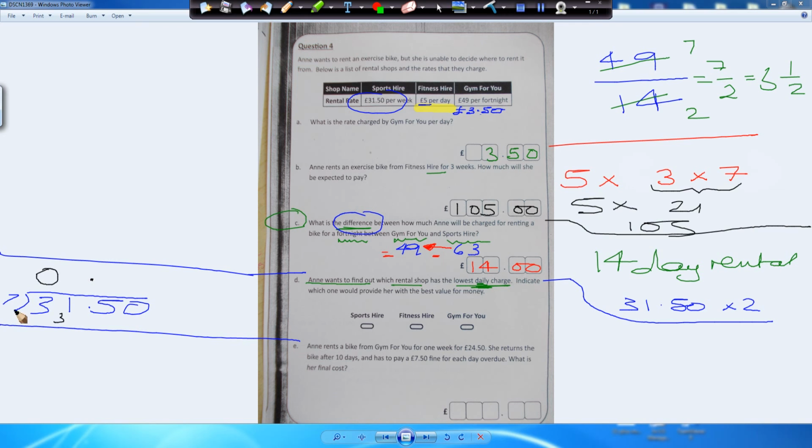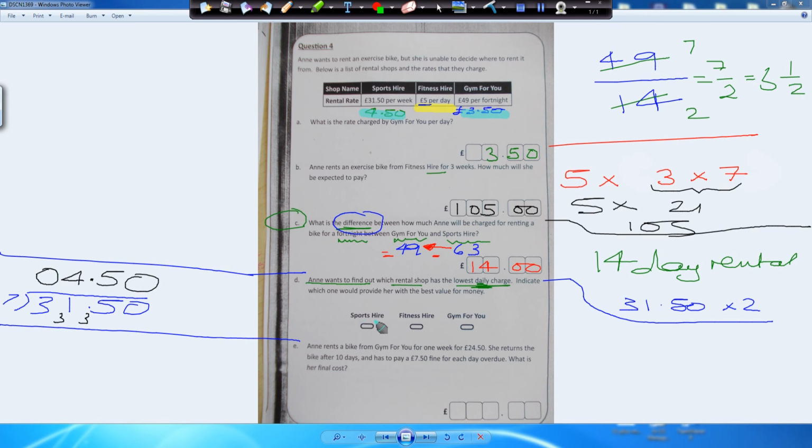Carry this one up. 7 into 31 will go how many times? 4 times, because 7 times 4 is 28. That gives us a remainder of 3. 7 into 35 is 5. 7 into nothing is 0. So we now know Sports Hire works out to be how much a day? £4.50 a day. So I'm writing the answers up here. We've got our other daily rates: £4.50, £3.50.